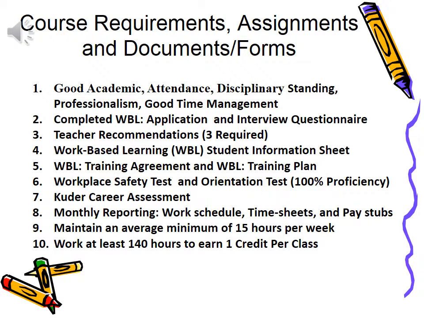Okay, next we're going to look at course requirements, assignments, and documents and forms. As you can see, I've identified 10 main requirements, assignments, documents, and forms that you're going to be required to complete during this orientation. We're going to go through each one of these on each slide and talk just a little bit about each one, starting with good academic attendance and disciplinary standing.